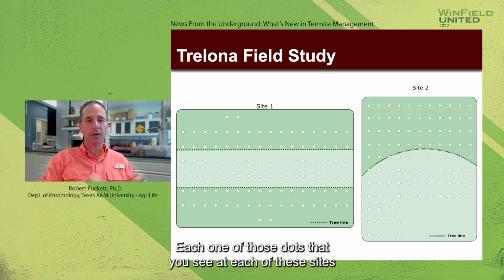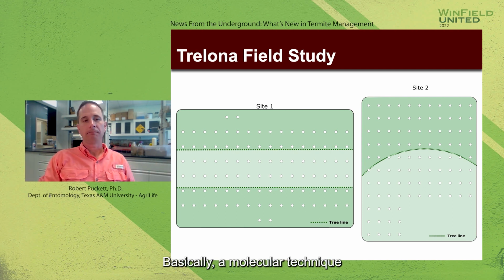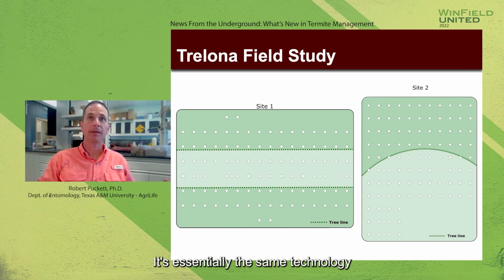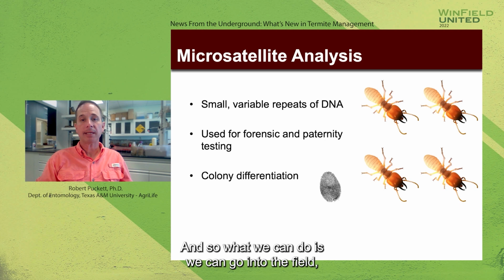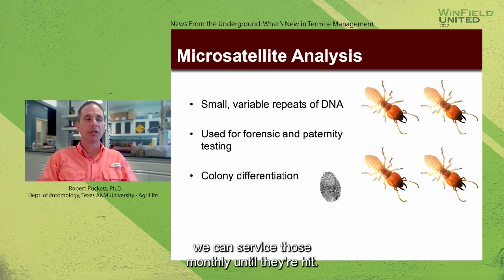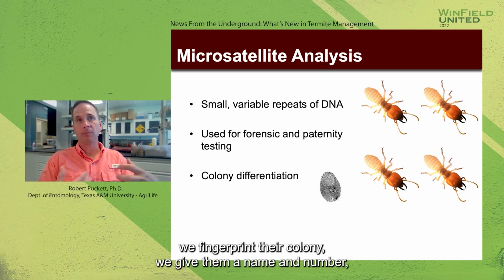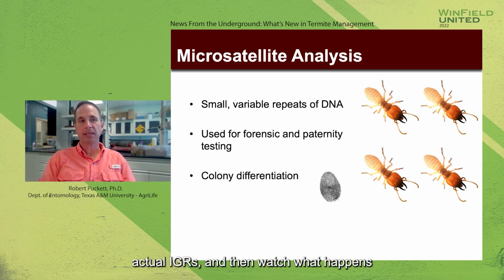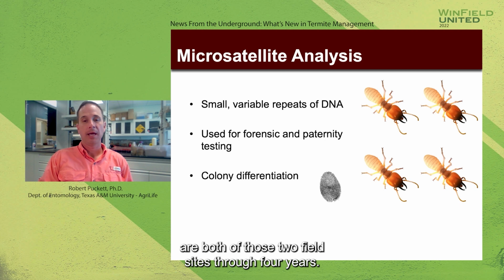And this is a grid. Each one of those dots that you see at each of these sites is a site where we placed a bait station. And then we used microsatellite markers, basically a molecular technique for fingerprinting those colonies. It's essentially the same technology that's used in forensics and paternity testing. So what we can do is go into the field and put bait stations, none of which had active ingredients. We can service those monthly until they're hit. Once they are hit, we take some of those individuals out. We fingerprint their colony. We give them a name and number. Then we put the bait station, the placebo in the controls or in the treated site, actual IGRs, and then watch what happens to that colony through time.